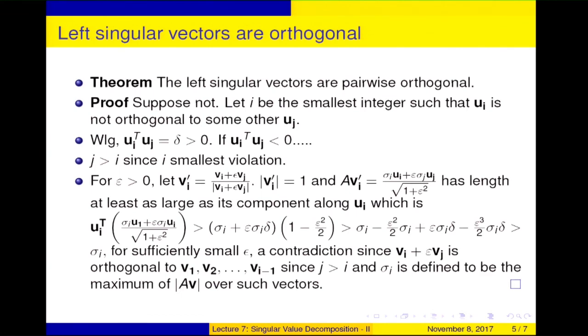I produce something which is better, but I must say also that it's orthogonal to the previous ones to get a contradiction, right? So it is orthogonal to the previous ones since j is greater than i. Vi and Vj were both orthogonal to all of these. Therefore, the sum is too. Okay? So I needed that Vi and Vj are both orthogonal to the previous ones. And sigma i is defined with the maximum over all such vectors, so that's a contradiction. Okay? So the Ui's are orthogonal.